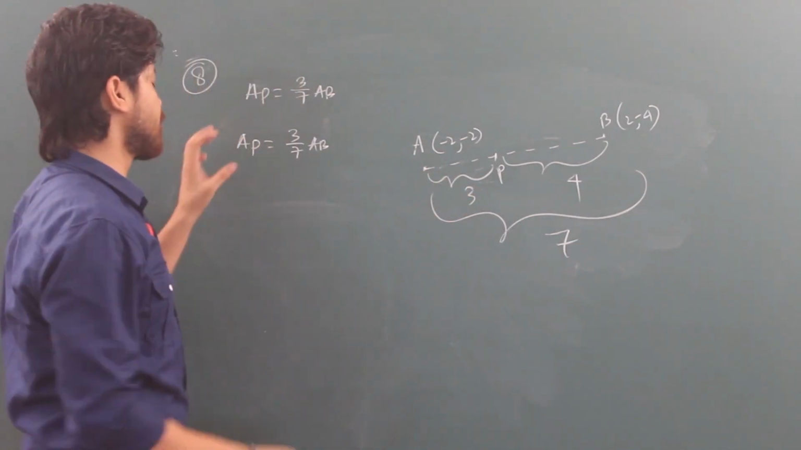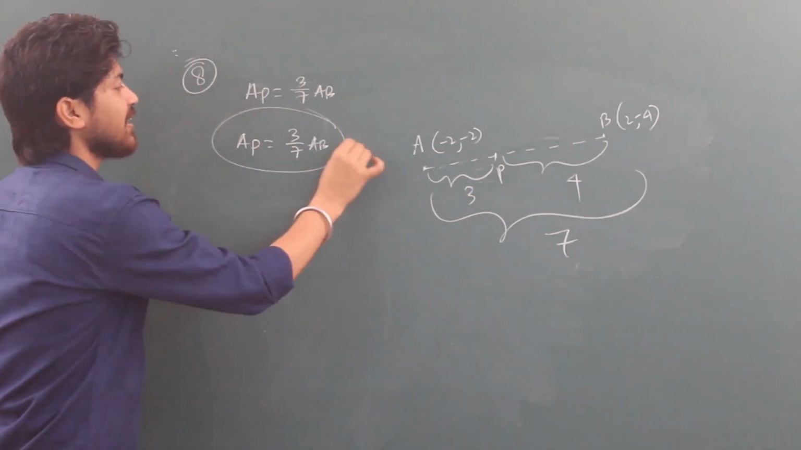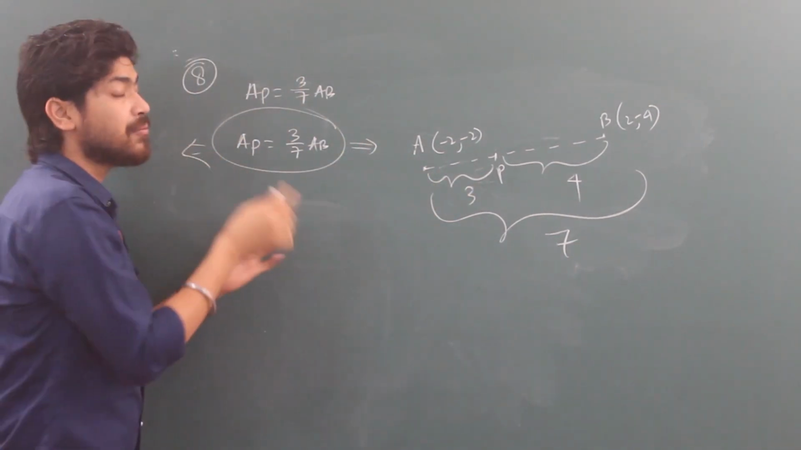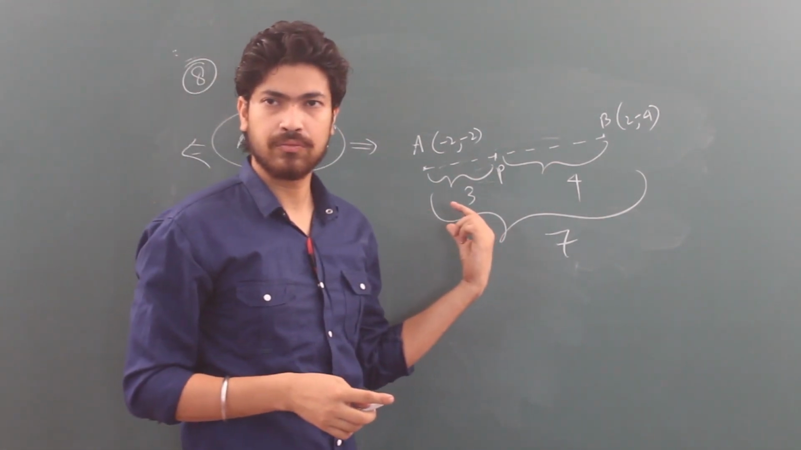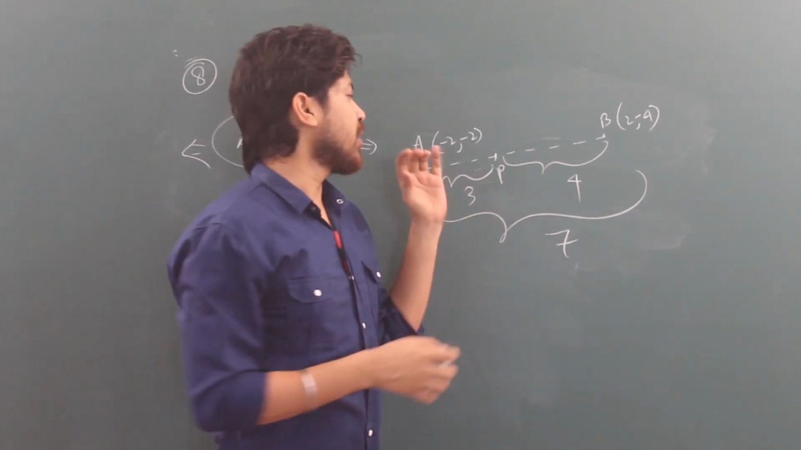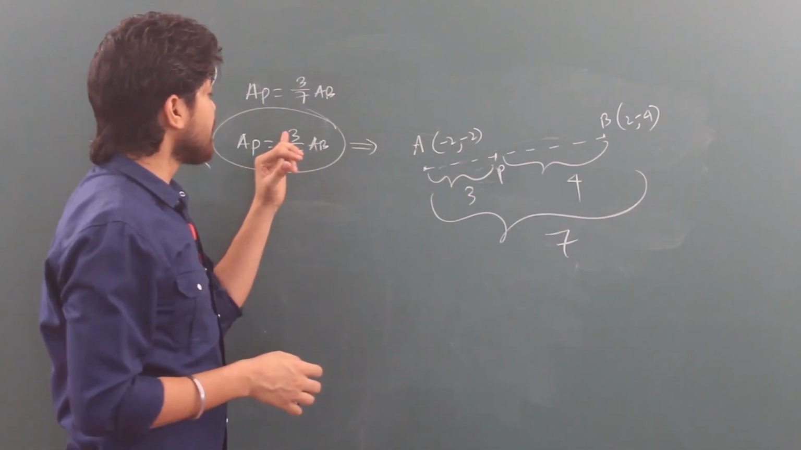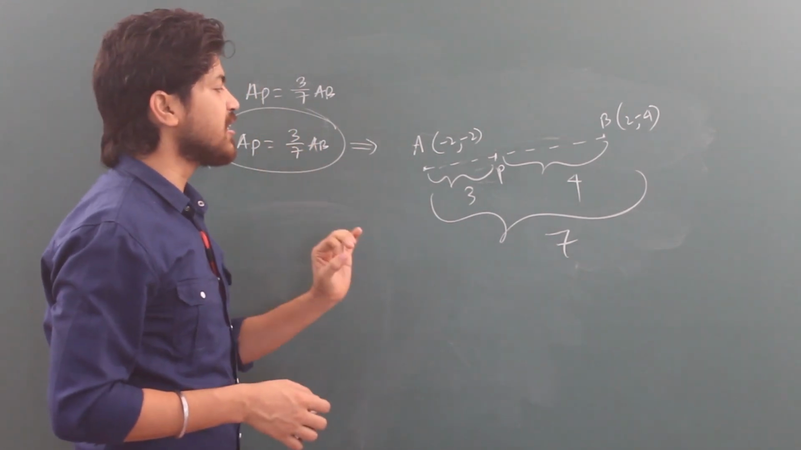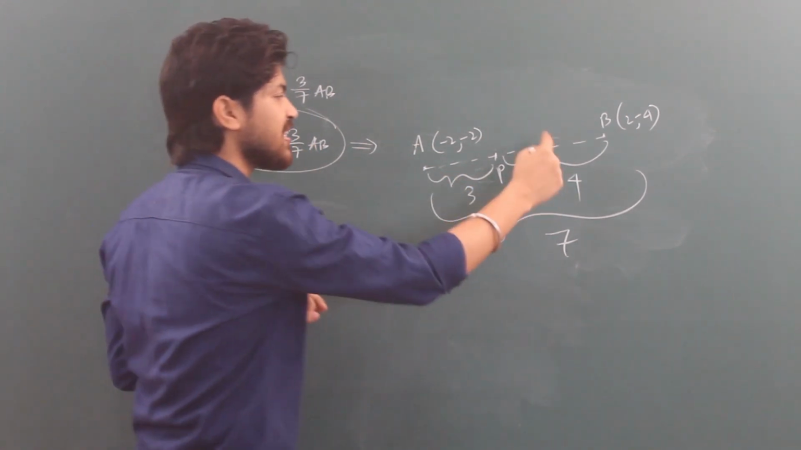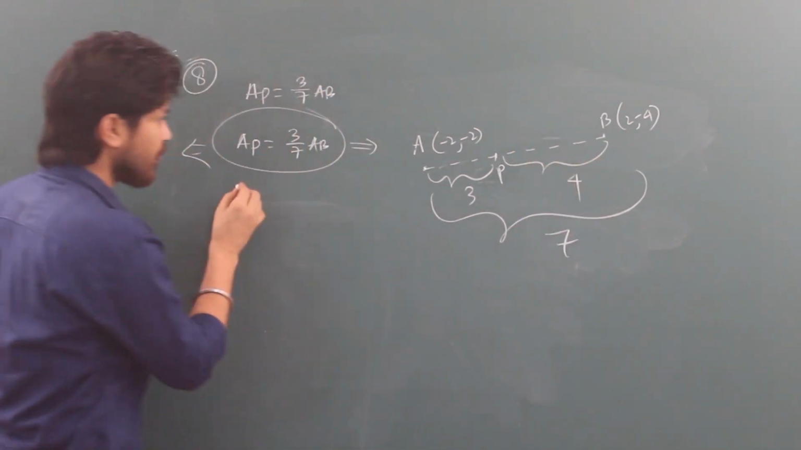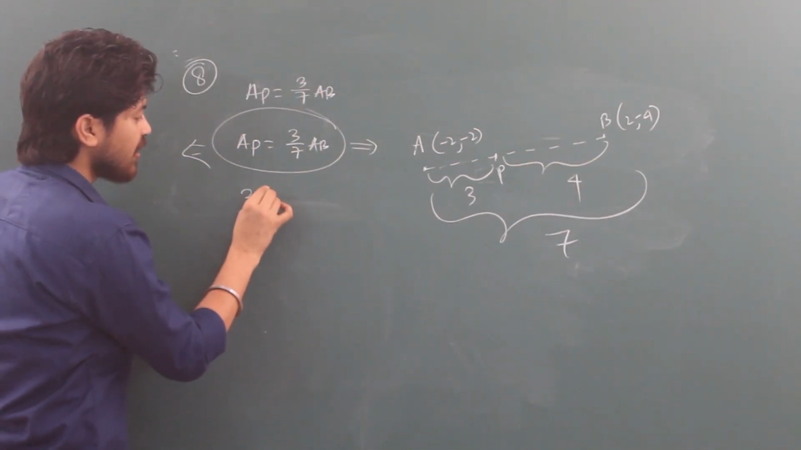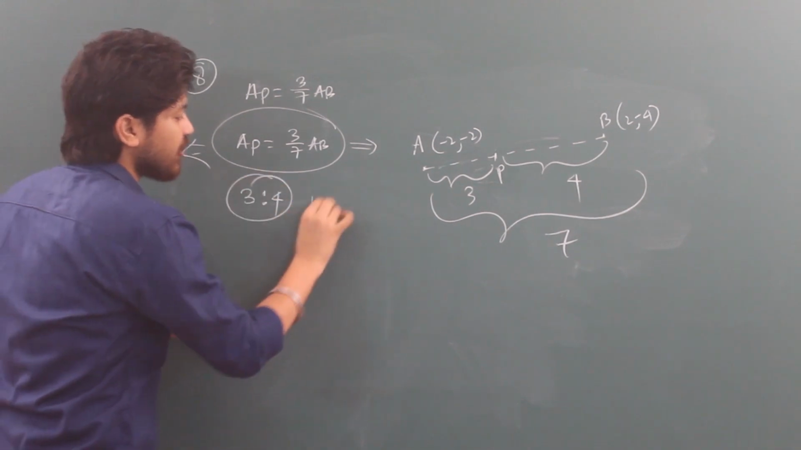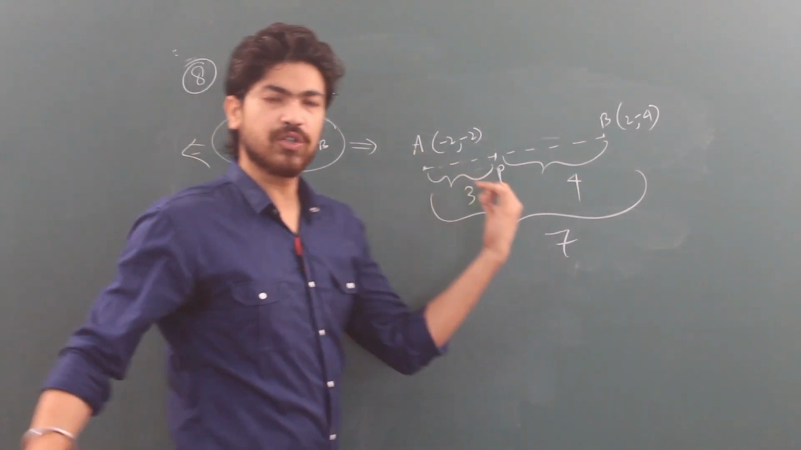So the ratio is not given directly. You may have the difficulty that the ratio is not given, but how will you get the ratio? AP equals 3/7 AB means AP is 3 parts and total is 7 parts, so the remaining would be 4 parts. Therefore, here the ratio is 3:4. If the ratio is 3:4, now you can find the coordinate of the point P.